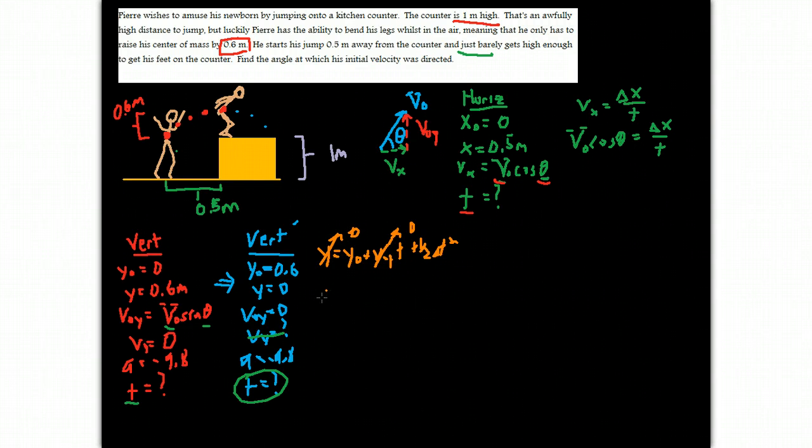And we're left with 0 equals y naught plus 1/2 a t squared. And I can just rearrange this and solve for the time. So I get the time is equal to the square root of minus 2y naught divided by a.